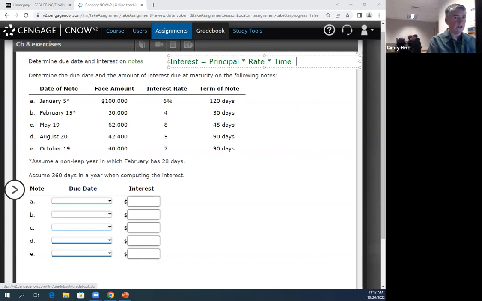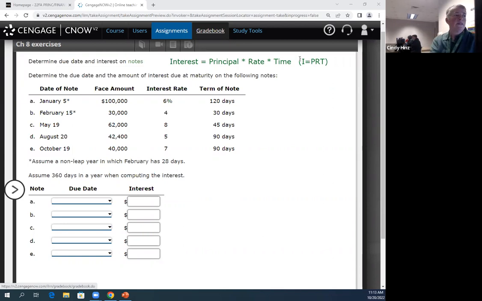And we usually just abbreviate this as I equals PRT, so it's easier to remember that way. I equals PRT, as long as you can remember what the words stand for. Important note: the rate and the time need to be in the same units. Our interest rate is going to be an annual interest rate, so we need to express the time as a portion of a year.